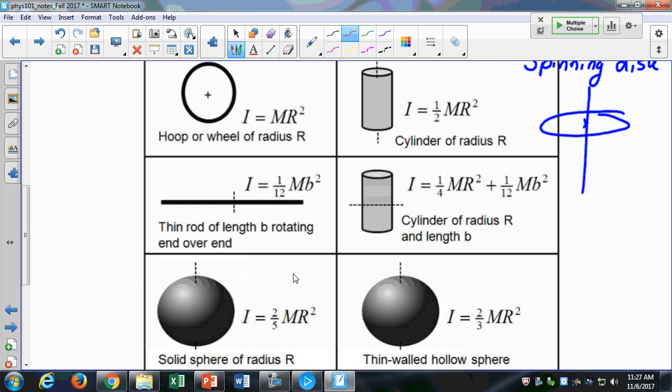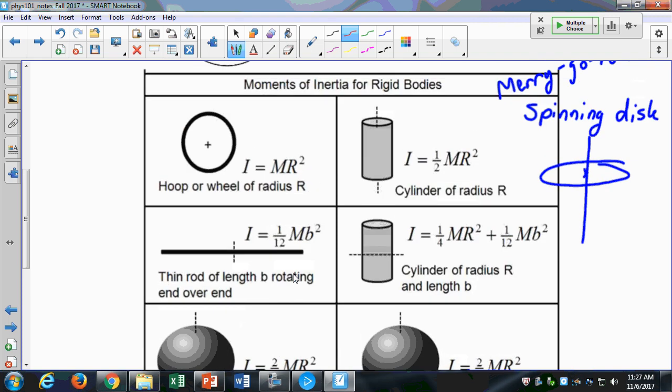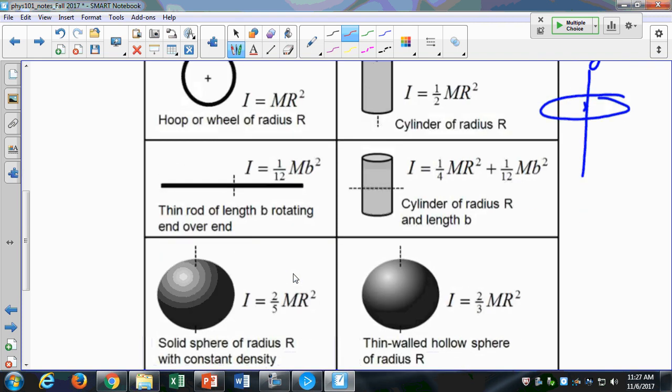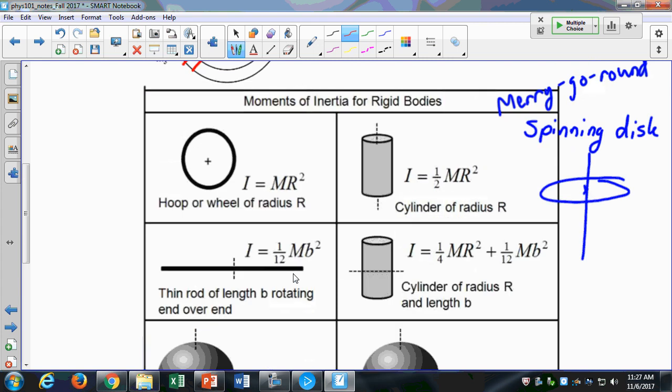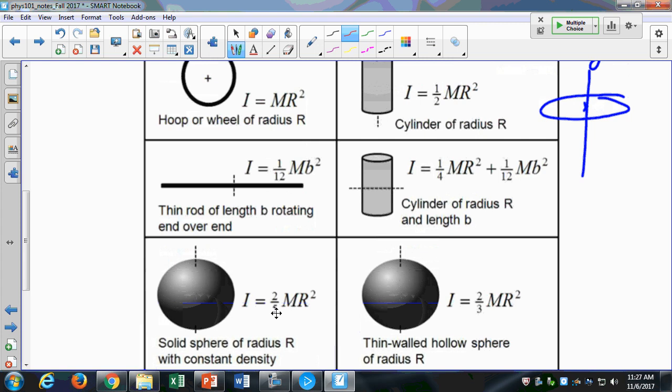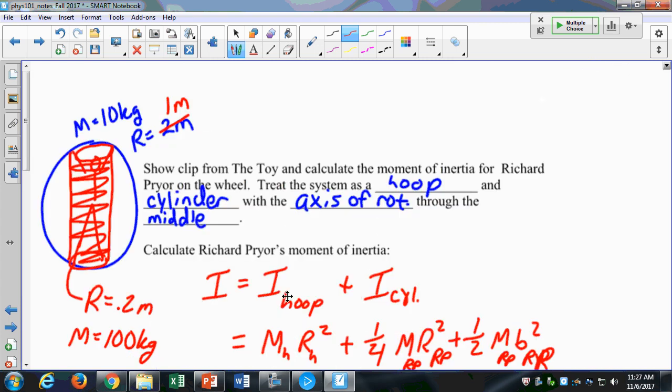And ask myself, okay, which of these is it? Is it the hoop, the cylinder, maybe one of the cylinders, the sphere, the rod? Which is this, the spinning disc? It's this one, right? I told you that. Did I write it on there, actually? Oh, I did. So, yeah, it's going to be that 1/2 mr squared.